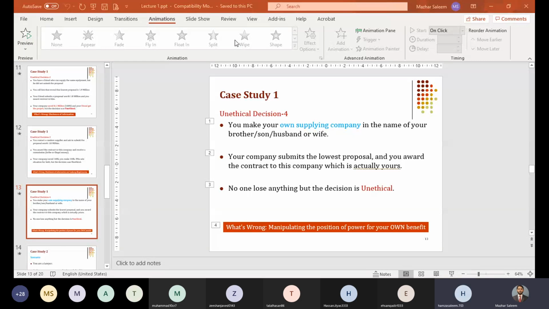The ethical solution is that you have got the bids or the quotations. First of all, you see which companies are providing the material as per the standards, and from those companies you select the lowest bidder and you award the contract to that one. For example, in this scenario, we said that the lowest supplier is supplier number two, who made a proposal of 1.9 million. So the ethical decision is that the contract should be awarded to him right away. Okay.